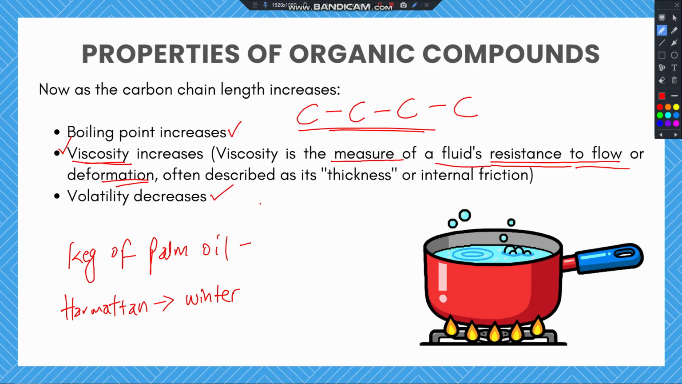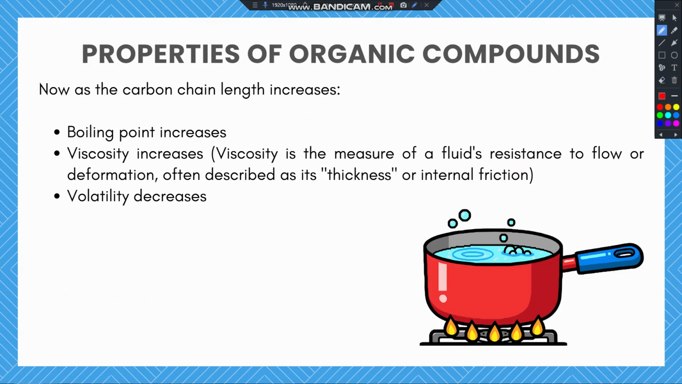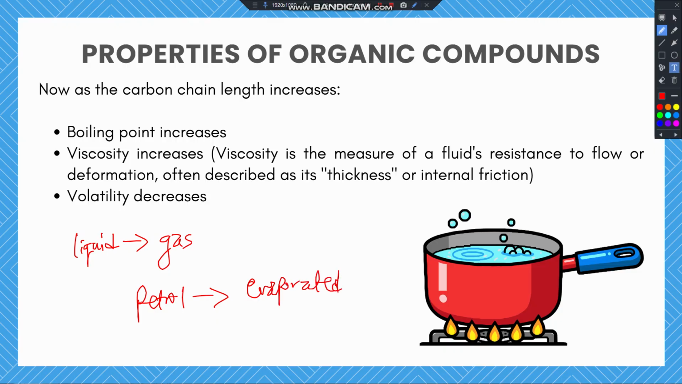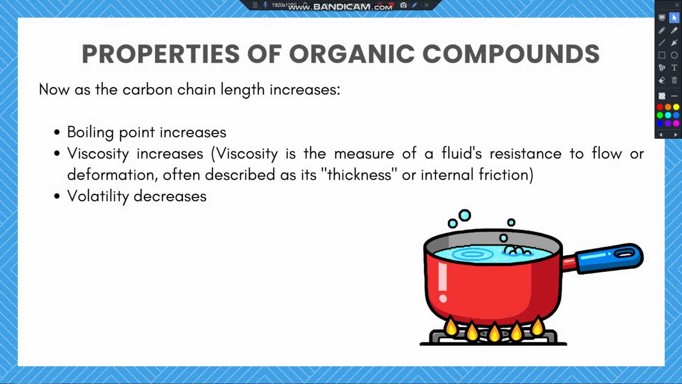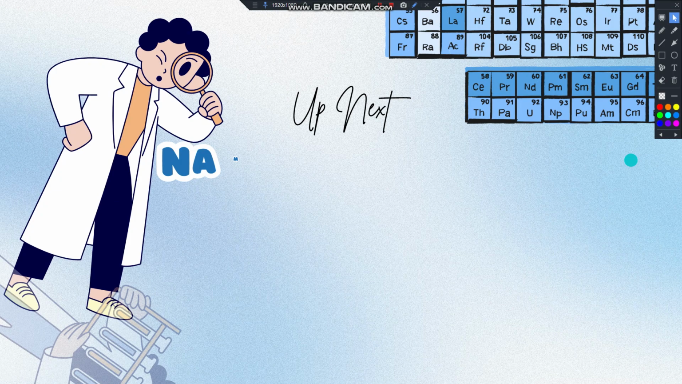And then finally, volatility decreases. Volatility is simply the ease with which a fluid changes from the liquid phase to the gas phase. For example, when you pour petrol on a surface, after a while you discover that all of the petrol has evaporated. Why? Because it is very, very volatile. So that's what happens when the carbon length increases.